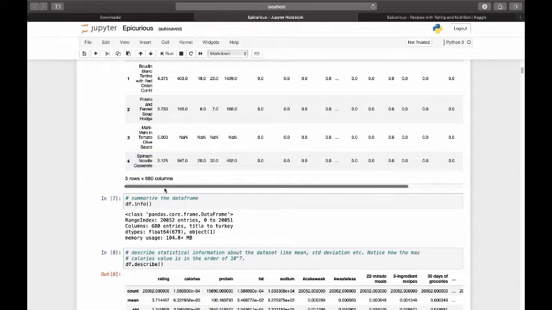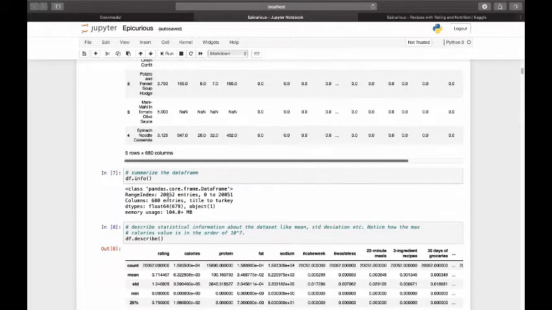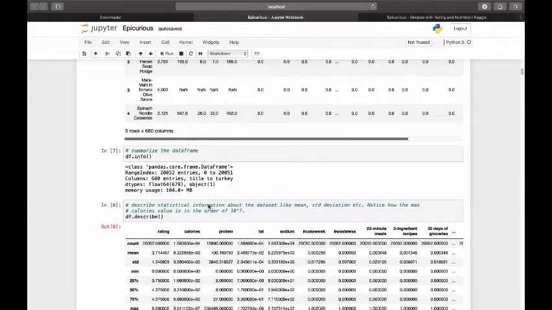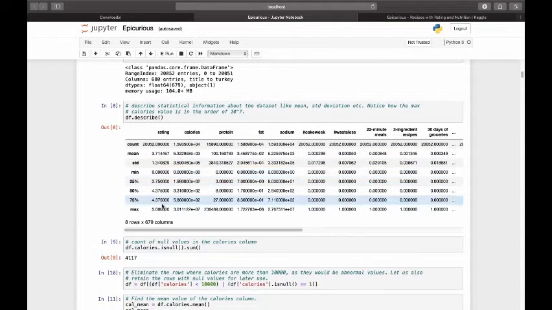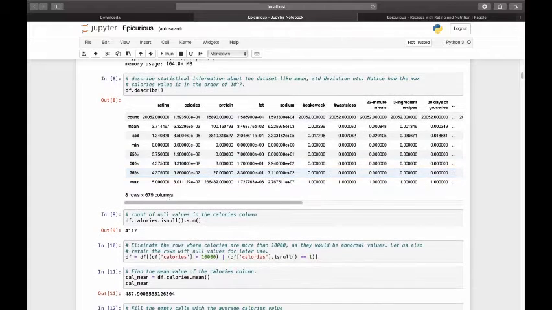If we check the information of our data set, we see that there are 20,052 entries and about 680 columns, right? And describe just shows the summary statistics, which is not that relevant right now. But if you look at the rating column in describe, we can see that the max rating is 5 and the minimum is 0. So it varies between 0 and 5, and it's continuous in nature.